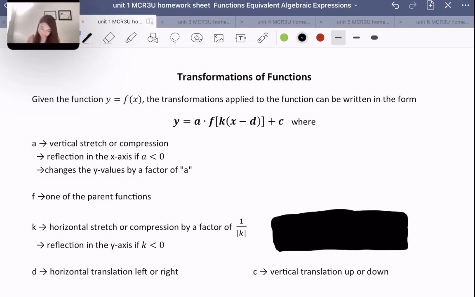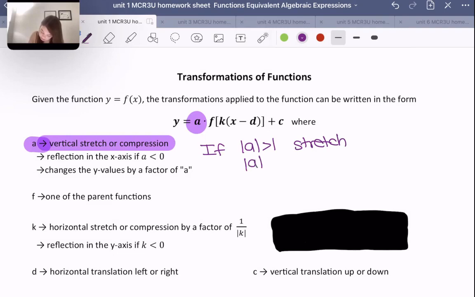Okay, so for A, let's start with A. Let's make A purple now. A means a vertical stretch or compression. Now, how do we know if it's a vertical stretch or a compression? Well, basically, if the absolute value of A is greater than 1, then it's a stretch.